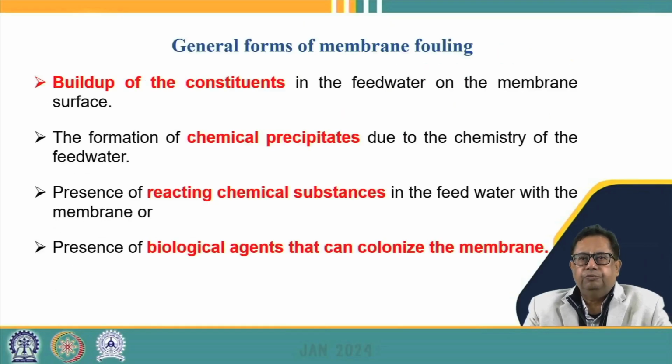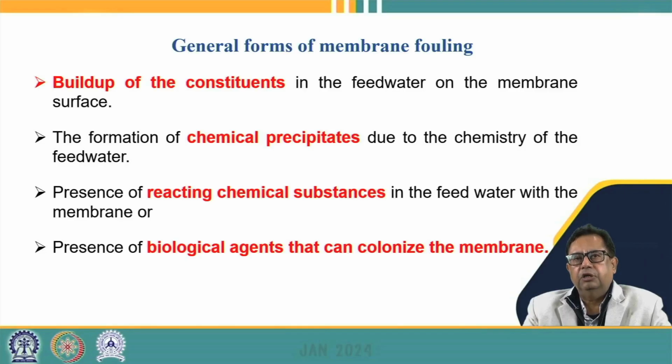When we talk about the general forms of membrane fouling, this buildup of the constituents which are there in the water or wastewater can lead to the fouling of the membrane. The constituents present in the water or wastewater get absorbed and stuck onto the surface of the membrane, and they basically foul the membrane systems, right? They also block the pores of the membrane, and this reduces the flux that is passing through the membranes.